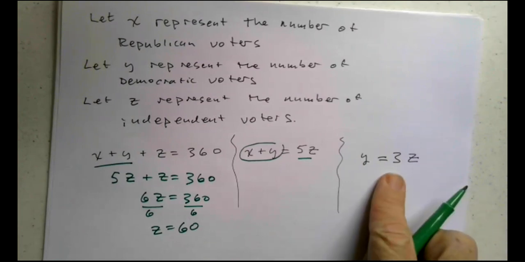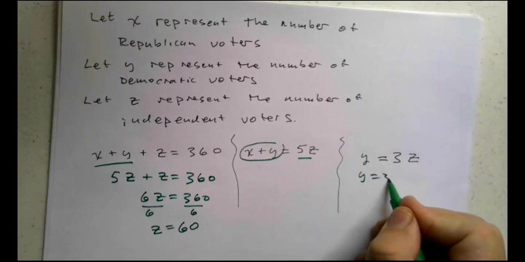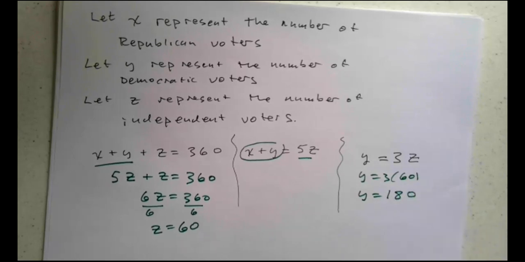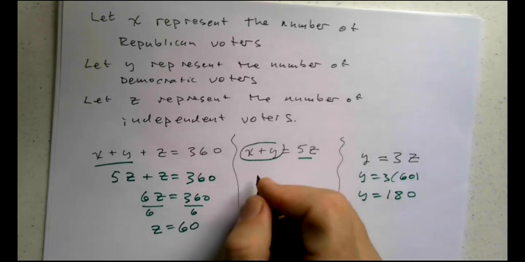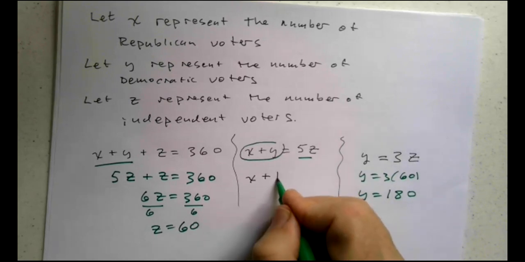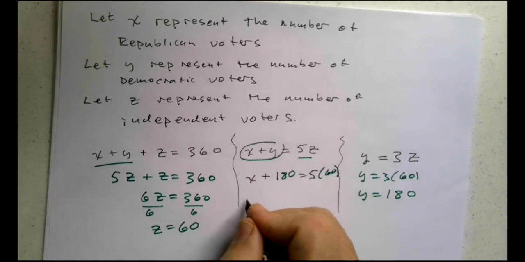Then we come over here, Y is 3 times Z. So Y equals 3 times 60. So Y equals 180. And then we finish here with X plus Y equals 5 times Z. X plus Y, what is Y? 180. Equals 5 times Z. What is Z? Z is 60. So with various creativity, I can go ahead and solve it to say X plus 180.